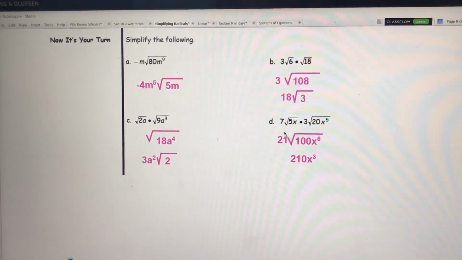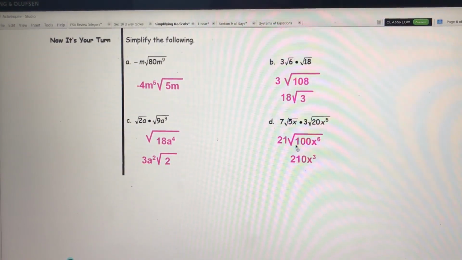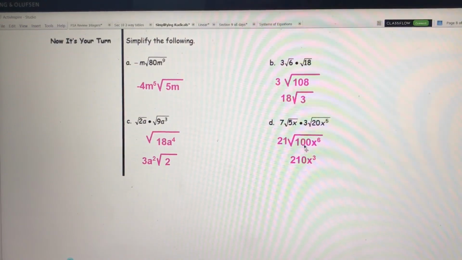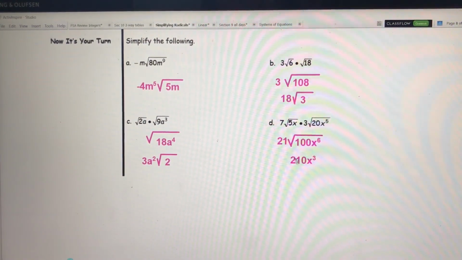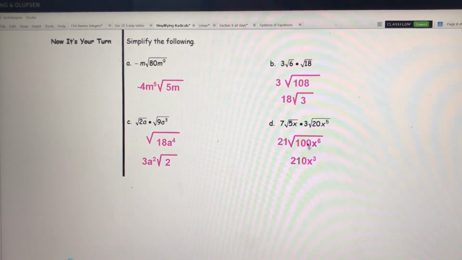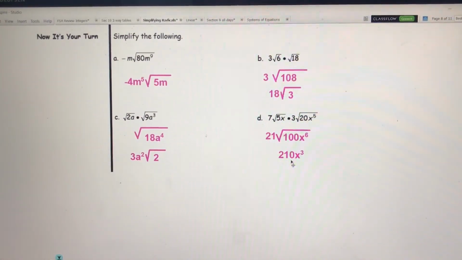Finally, on D, we actually had a perfect square root. The square root of 100 is 10. The square root of x to the 6th is x cubed. So 21 times 10x cubed is 210x cubed.